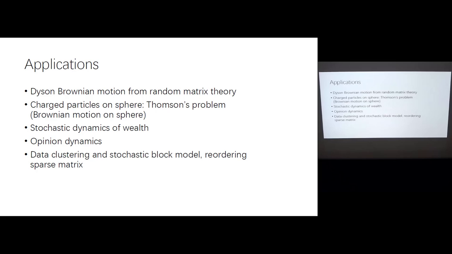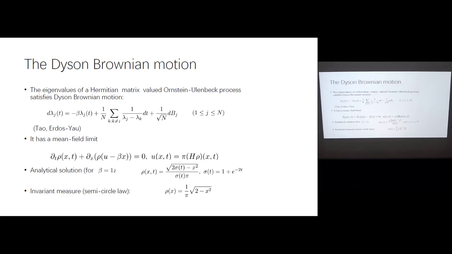So the first one is Dyson-Brownian motion. If you want to compute the eigenvalues of a Hermitian matrix-valued Ornstein-Uhlenbeck process, then the eigenvalues of such a matrix satisfy this particle system, and you can read about it in the book of Terry Tao and so on. So then you see here, this is a kind of trap potential when beta is positive. I have a very singular interacting potential. It's very singular, it's 1 over x minus y, right? Then you have this Brownian motion.